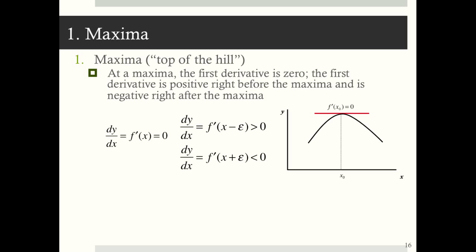Now, the derivative right before x sub 0 is greater than 0. We're going up the mountain or up the hill prior to reaching the top. And then, after we reach the top, we start to go down the hill so that the derivative right after x sub 0 is actually negative.